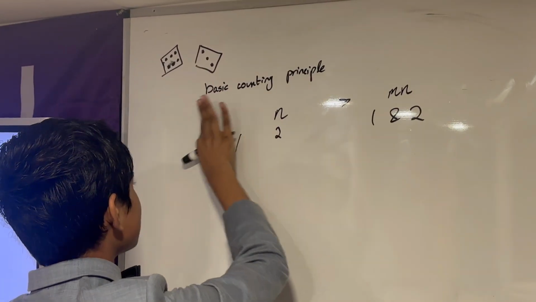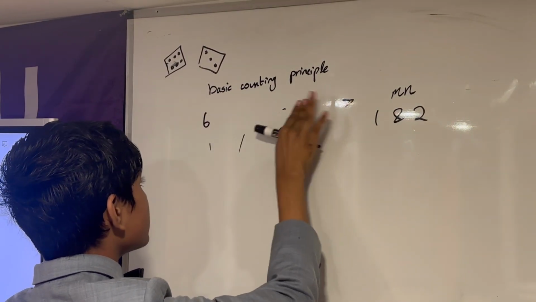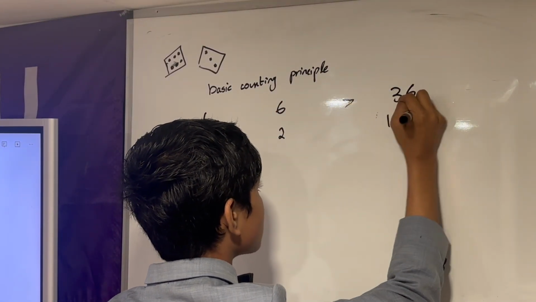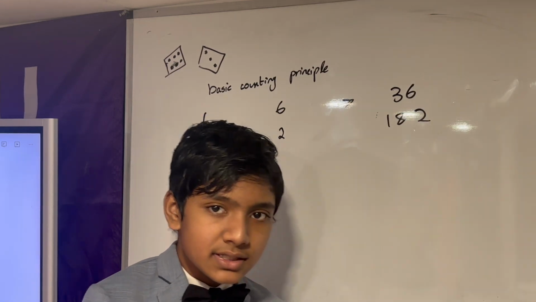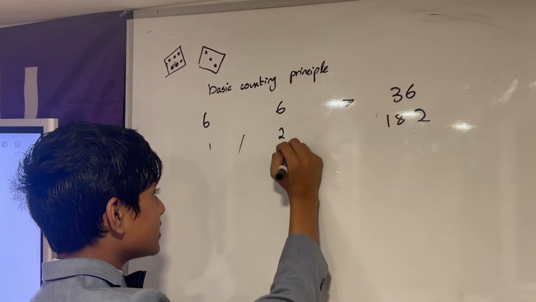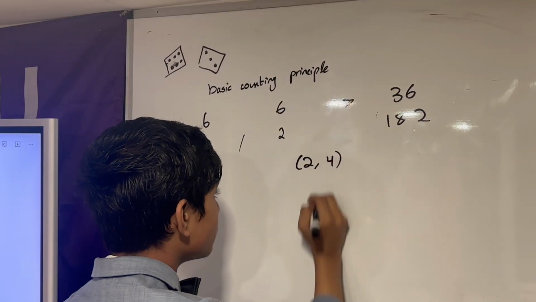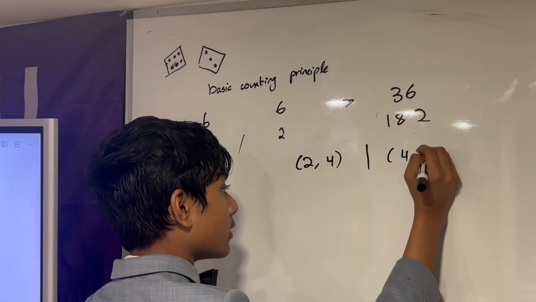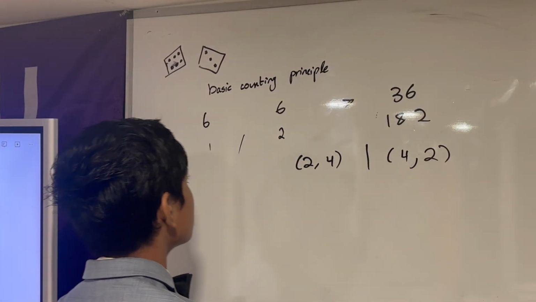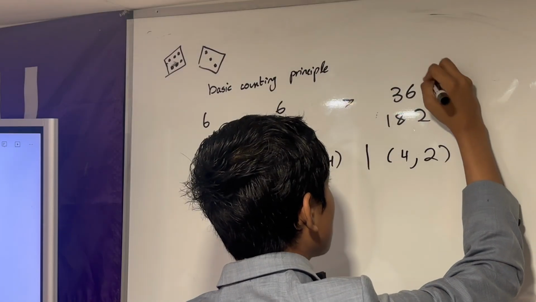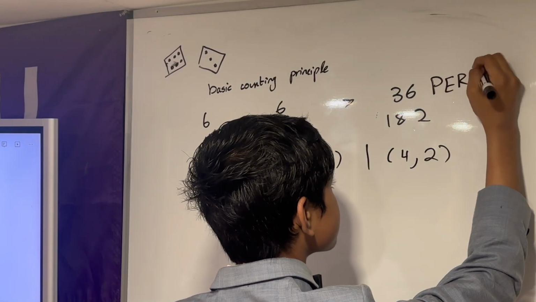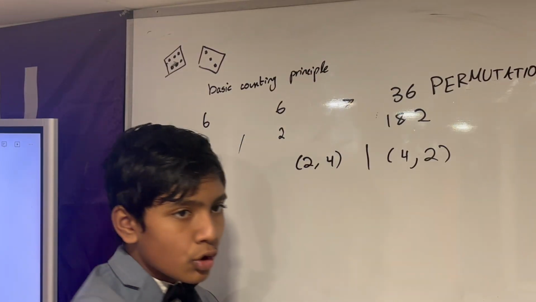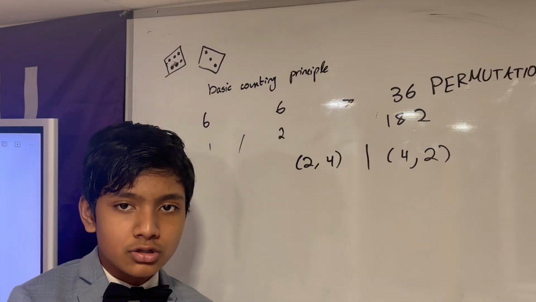In this case, there were 6 possible outcomes for number 1, 6 possible outcomes for number 2, which gave 36 for 1 and 2. But some of those were like the cases we just saw, where one dice rolled a 2, another dice rolled a 4, and then it counted separately. One dice rolled 4, the second dice rolled 2. So this is for permutations. A permutation is when we care about order.